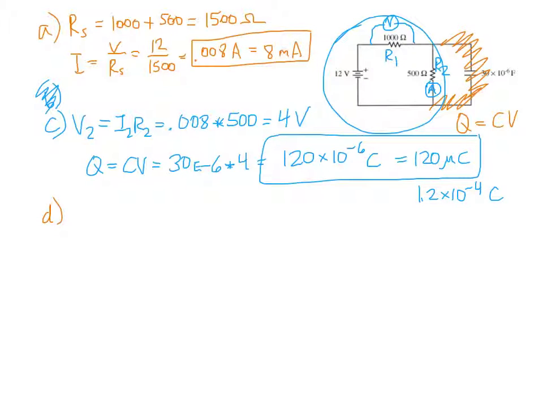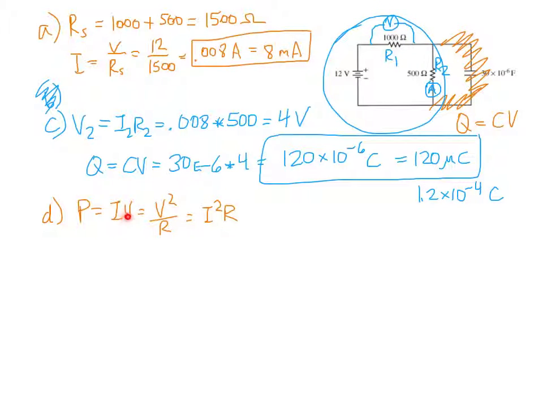For part D, calculate the power dissipated in the 1000 ohm resistor. Well, there's 3 equations for power. It's I times V, or V squared over R, or I squared times R. And we could technically use any of these. We don't know the voltage across R1, but we could figure it out really easily, because since we know the voltage across R2 is 4 volts, and the total voltage is 12 volts, and these are in series, that means there has to be 8 volts across R1.